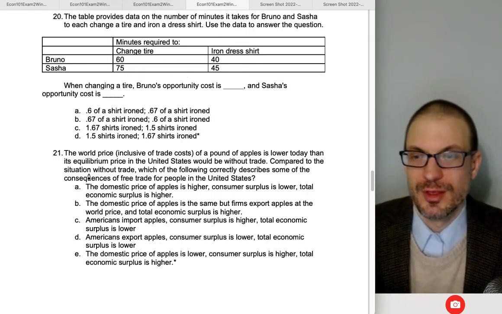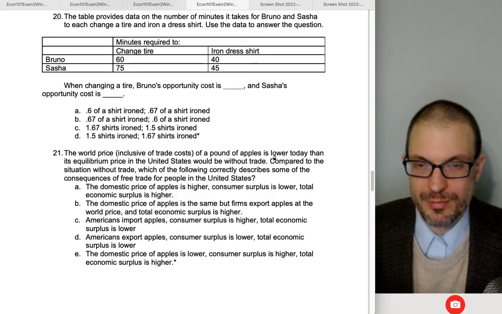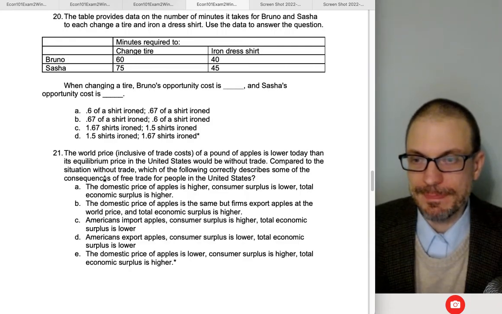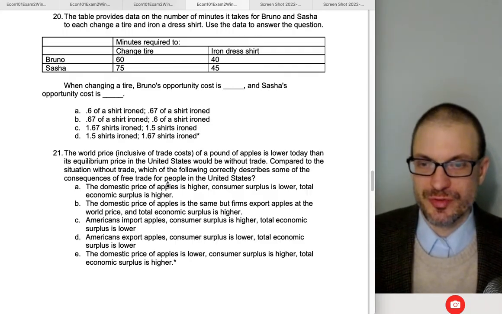All right, so the world price, inclusive of trade costs, of a pound of apples is lower today than the equilibrium price in the U.S. without trade. Okay, so the price is lower than the equilibrium price in the U.S. without trade. So the U.S. lacks a comparative advantage, so the U.S. should import apples. Compared to the situation without trade, which of the following correctly describes some of the consequences of free trade in the U.S.?